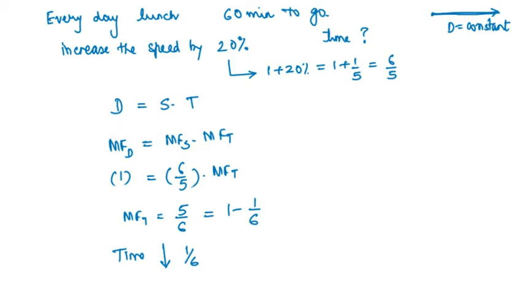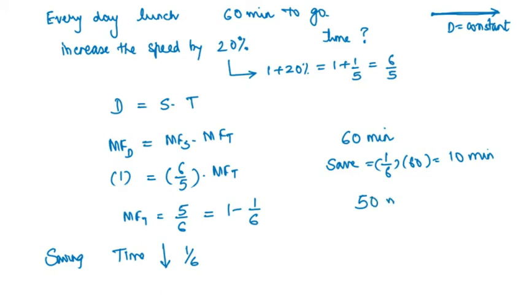Alright. What does it mean? Previously I used to take 60 minutes. Now I will save. This is a saving. Saving is equal to 1 by 6th of 60 minutes. That is nothing but 10 minutes. Therefore, I reach home in 50 minutes.